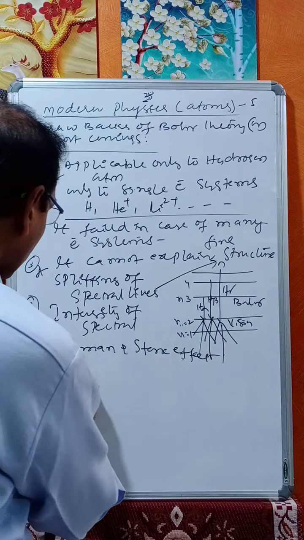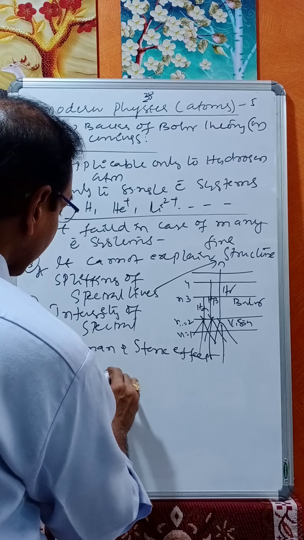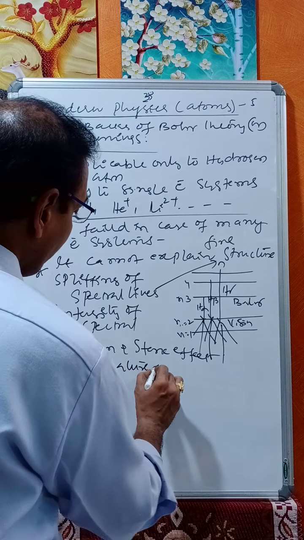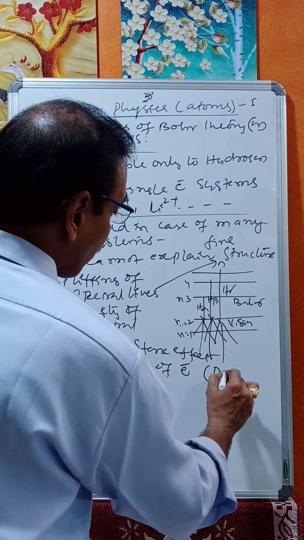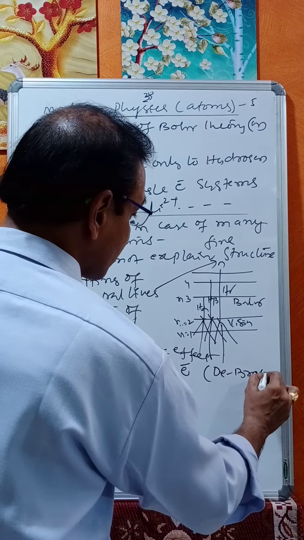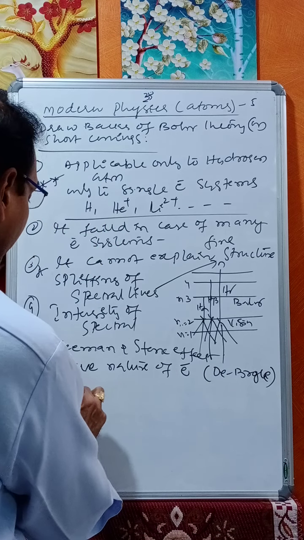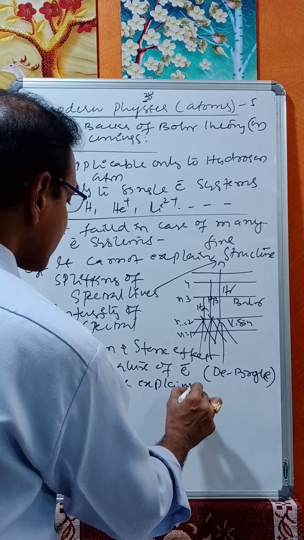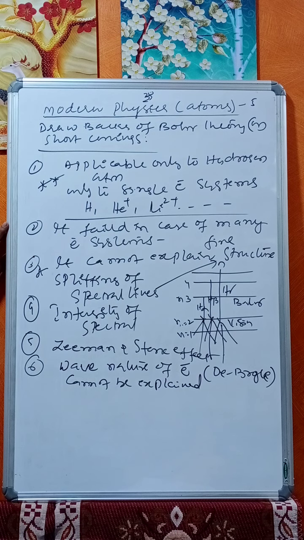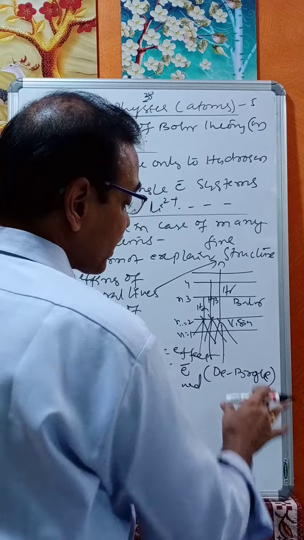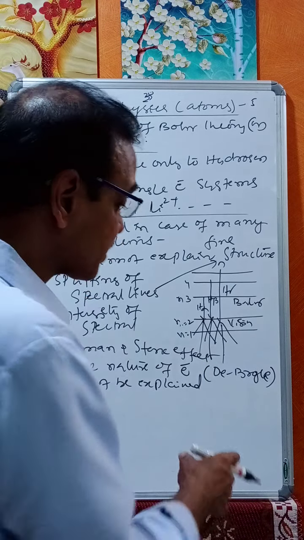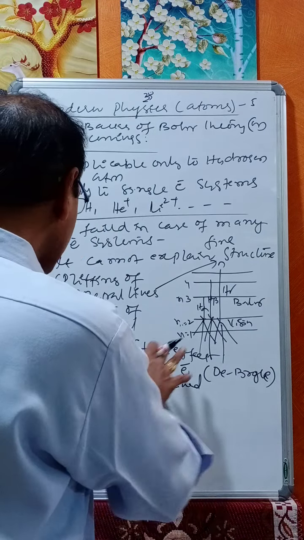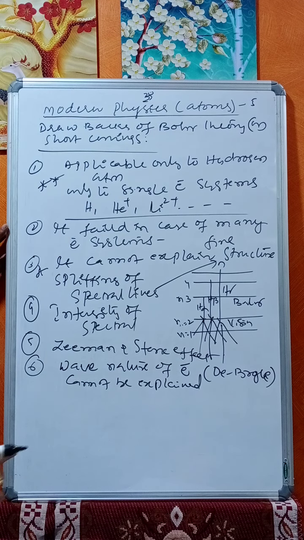Now, the wave nature of electron cannot be explained clearly. The wave nature of electron was given by de Broglie's hypothesis. This does not match with de Broglie's hypothesis. We will discuss this in the next classes. What is de Broglie hypothesis? Now, wave nature cannot be explained clearly by this model.